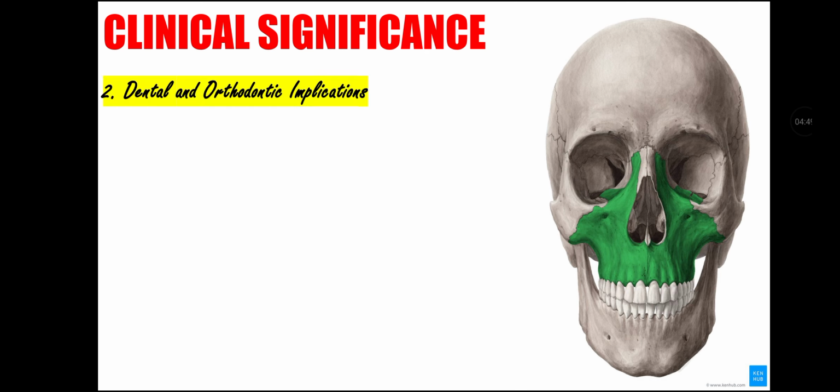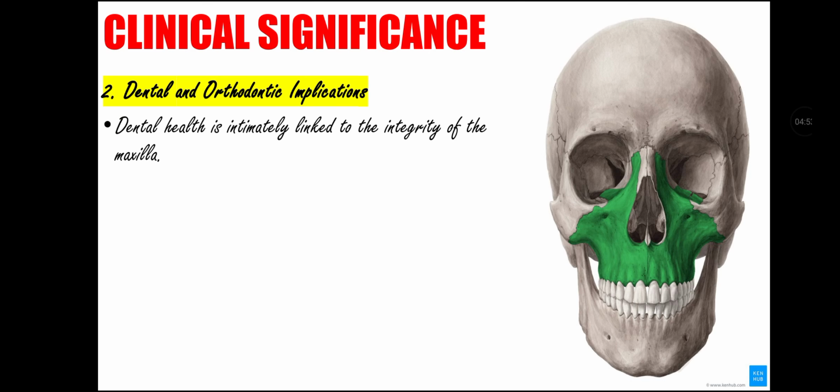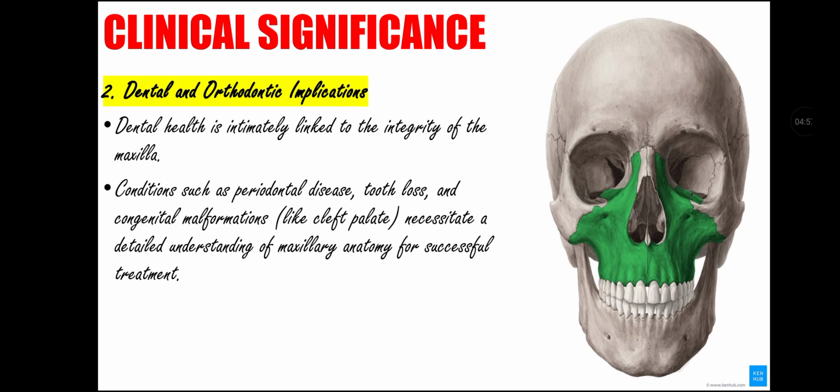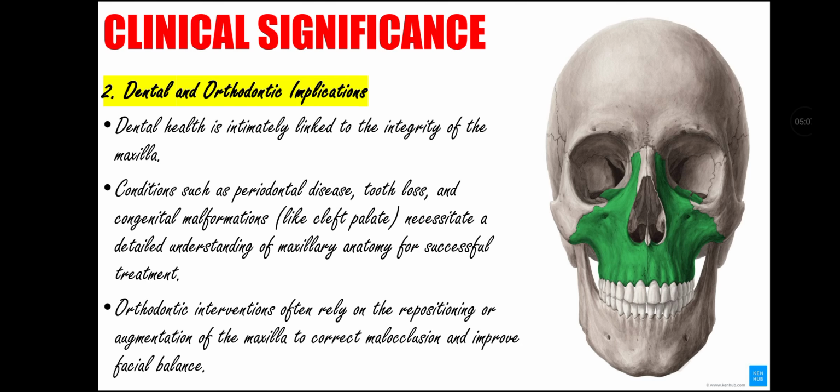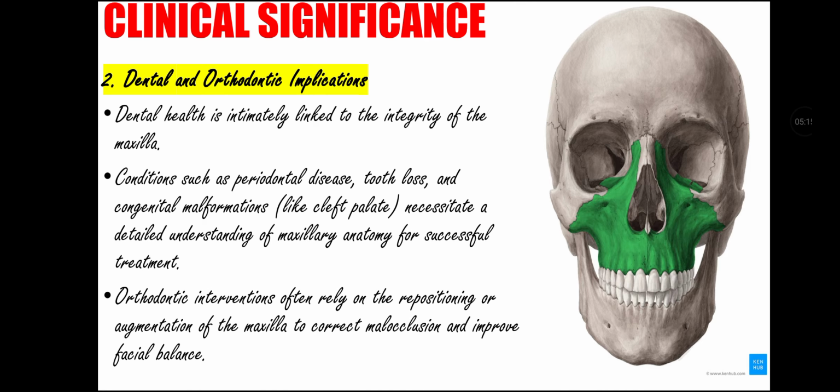Further talking about clinical significance, there are dental and orthodontic implications related to the maxilla. Dental health is intimately linked to the integrity of the maxilla, as conditions such as periodontal disease, tooth loss, and congenital malformations like cleft palate necessitate a detailed understanding of maxillary anatomy for successful treatment. Orthodontic interventions often rely on repositioning or accommodation of the maxilla to correct malocclusion and improve facial balance.